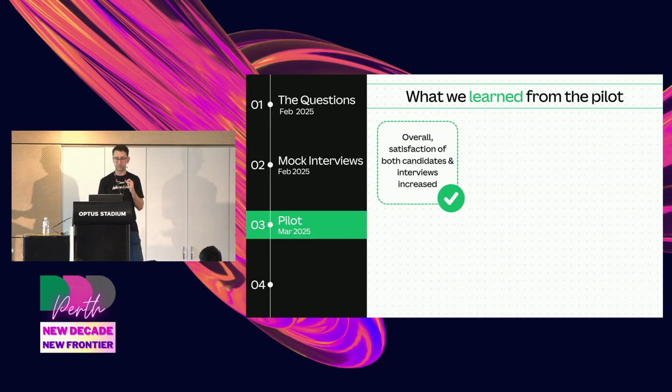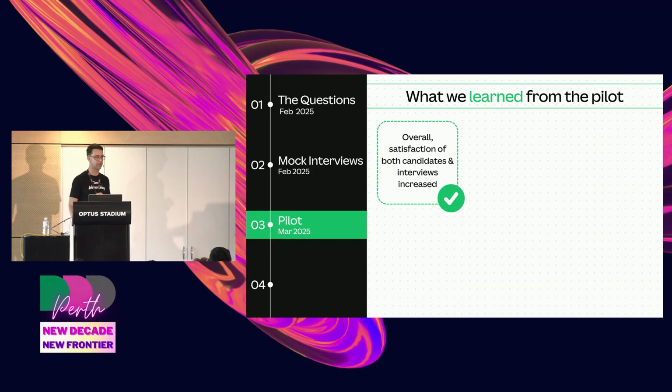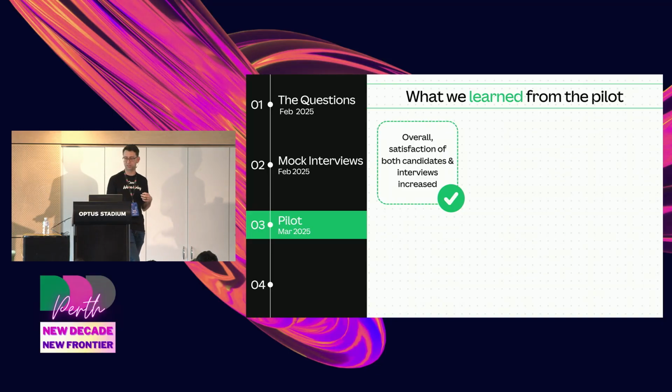The candidates described it as finally having an interview that reflected their day-to-day work, rather than, as one candidate called it, just cramming a bunch of algorithms just to forget about them the day after. And for interviewers, it felt like a collaborative pair programming session on real product challenges. The shift from artificial problem solving to realistic collaboration fundamentally changed the interview dynamic for the better.